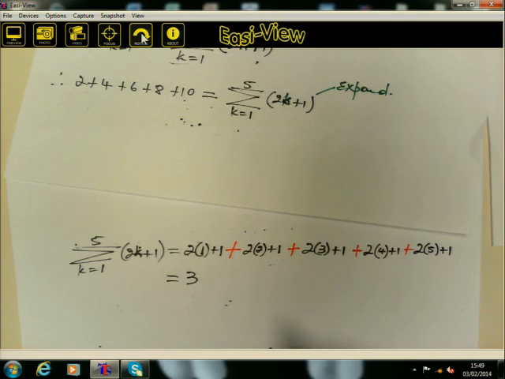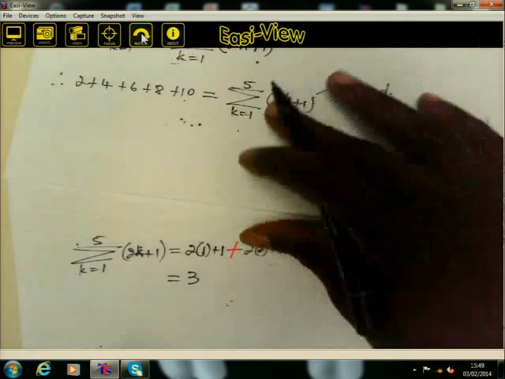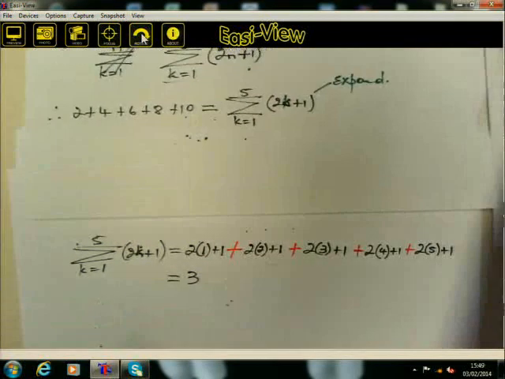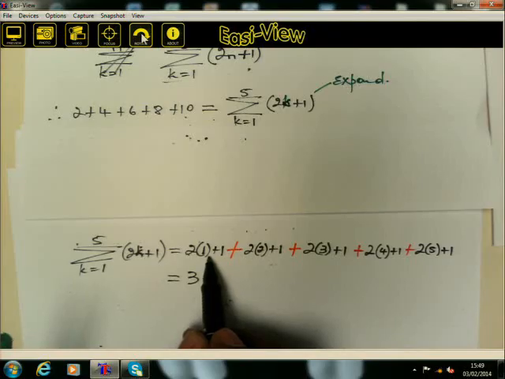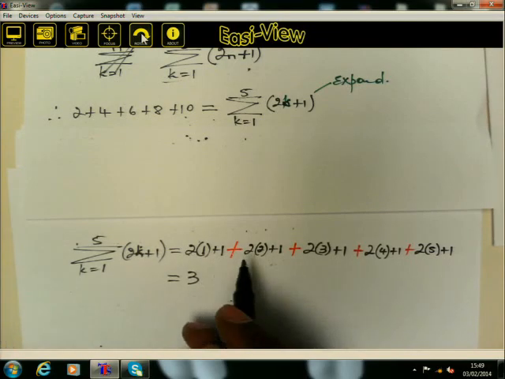What has happened now? Somehow we have gone wrong now, where we get a 3 instead of a 2. 2 times 1 plus.